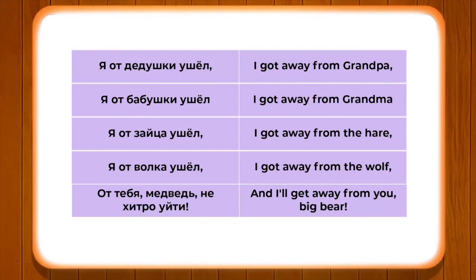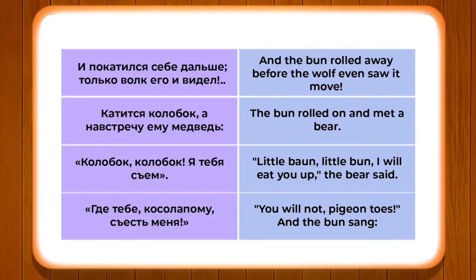And then he says in the same way, от тебя, волка, нехитро уйти. Next the same construction repeats. И покатился себе дальше, только волк его и видел. And again he managed to get away from the wolf and rolled himself further. And the wolf could not even notice when he slipped away. Then катится колобок, навстречу ему медведь. Now comes a big bear, that is bhalu. As you know, in Russia there are a lot of bears. So here it comes in the same construction. Катится колобок и покатился себе дальше, только волк его и видел. And then again the same thing happens. That means the bun rolled away before the wolf could even notice that he had slipped away.